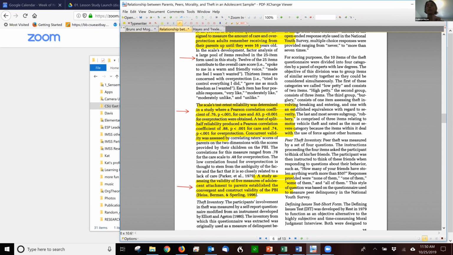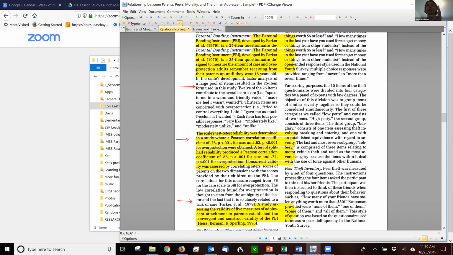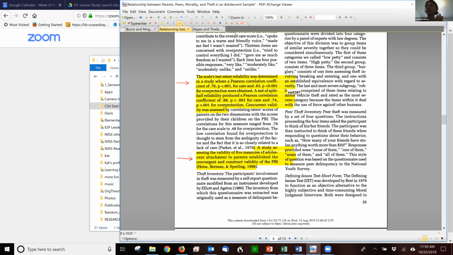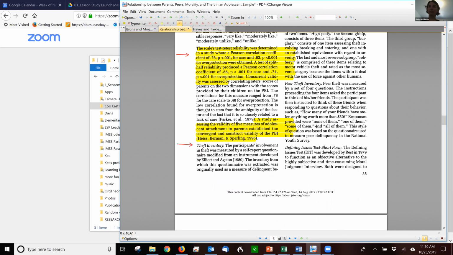Now, your question is, does it have consequential and epistemic validity? And I definitely think some of these, maybe not the parental bonding instrument, but some of these, like the theft inventory, may have some real issues with epistemic validity.